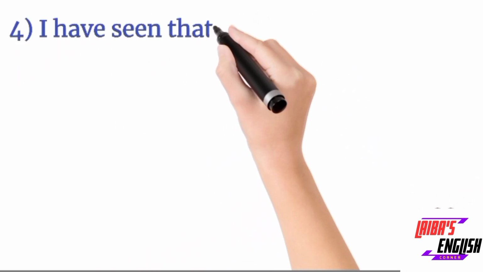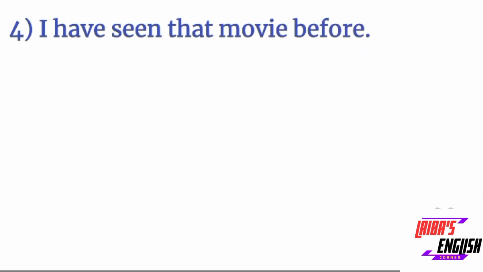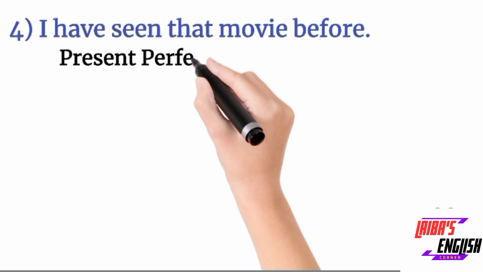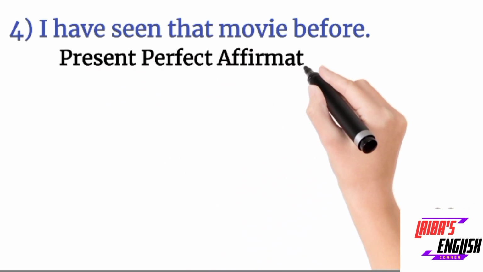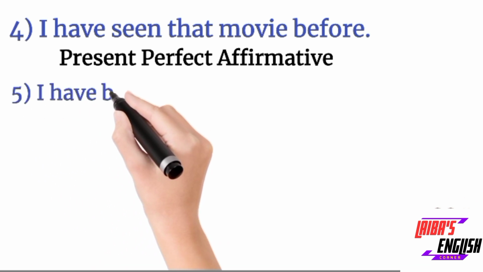Fourth example is: I have seen that movie before. So, have is a helping verb of present perfect and see's third form is seen. So, it is present perfect affirmative because in present perfect we will use have as a helping verb. In past we use had and in future we will use will have. So, it is present perfect affirmative tense.